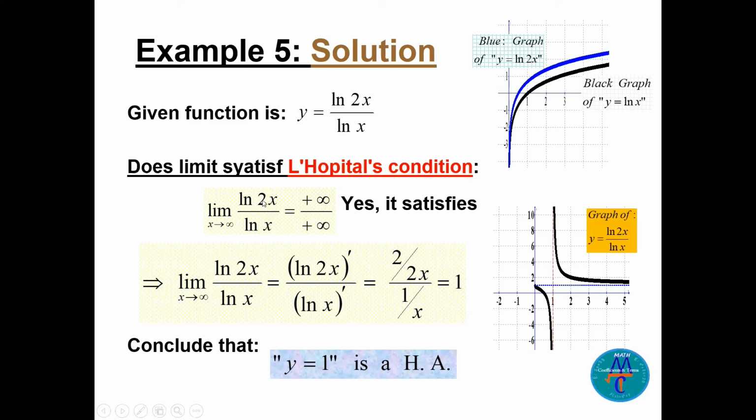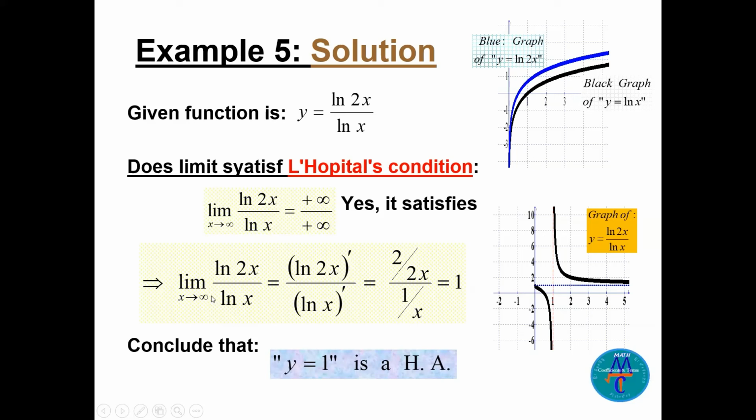Now, if you check here L'Hopital's condition, ln of 2x as x goes to plus infinity, that means we are increasing the x here. So look at the black function here. What will happen? It will go to plus infinity. Same thing here, the black and blue, each one will go to plus infinity. So we can use L'Hopital's rule. Same idea, the derivative of ln of 2x divided by the derivative of ln of x. So the answer is also 1, but this 1 is horizontal. If you remember, this is a horizontal asymptote.